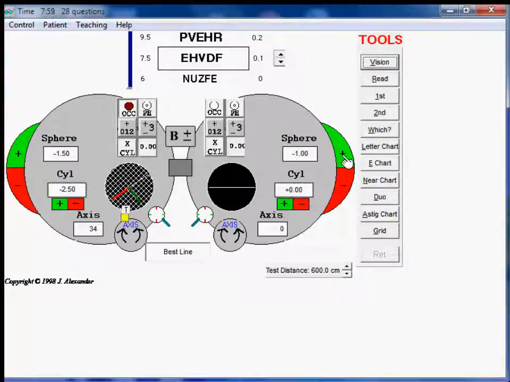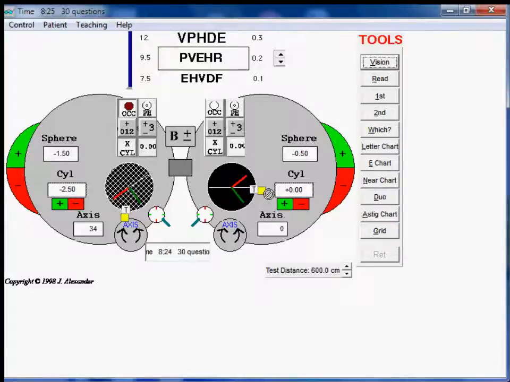It's pretty good. Now we need the most positive sphere. So what we do is we try that one. That one. So what we know is that the minus 0.5 is the most positive sphere. If you go minus 0.25, it gets worse. So we finish with the spheres. Now we go on to the Cyl.